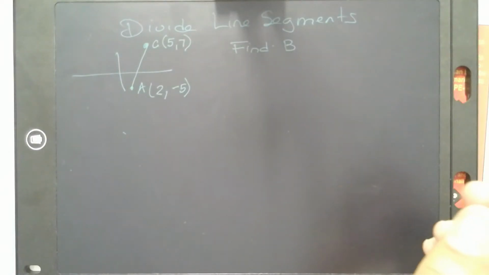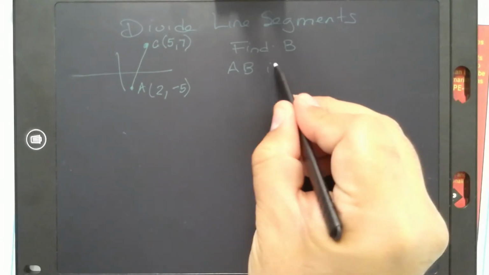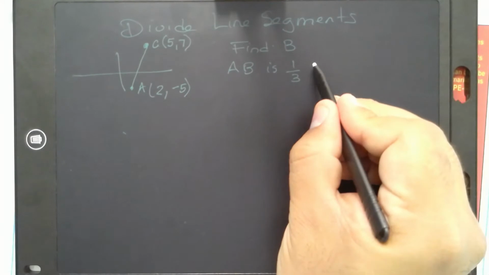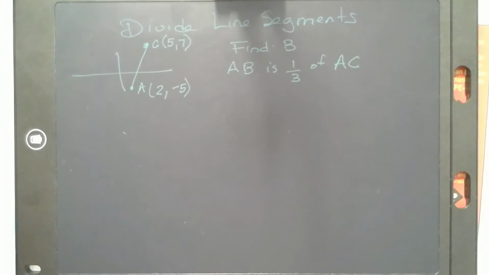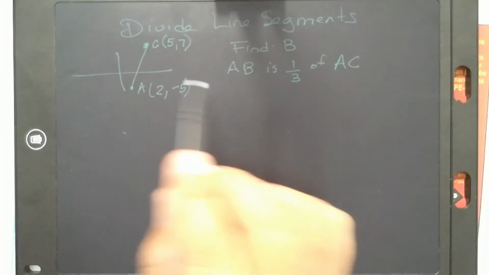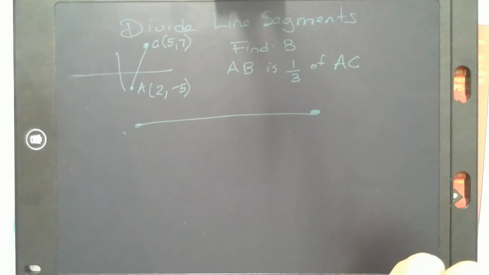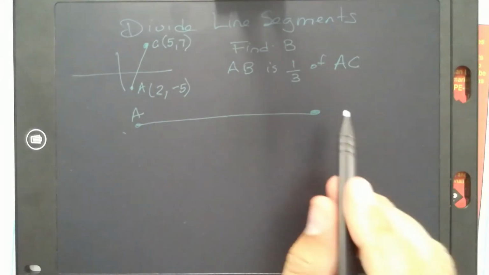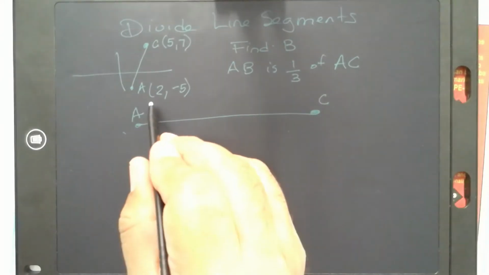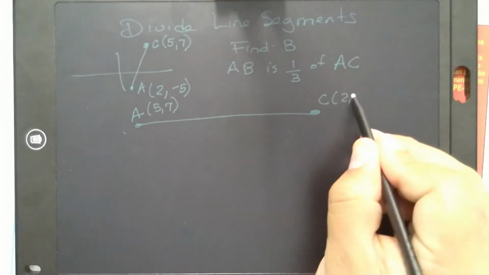finding B such that AB is 1/3 of AC. So this is dividing. I need you guys to think about this. When I do this type of problem, I actually like drawing the segment out. It doesn't have to be on the coordinate grid. I'll go ahead and write the coordinates here. This is A, this is C, this is 5 comma 7, this is 2 comma -5.